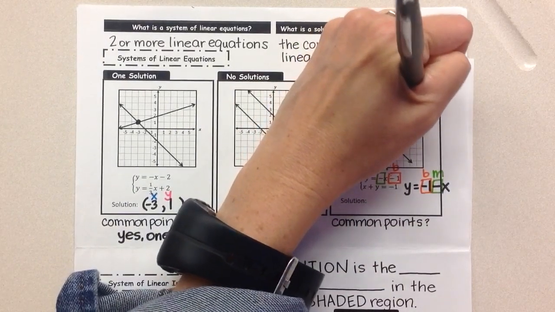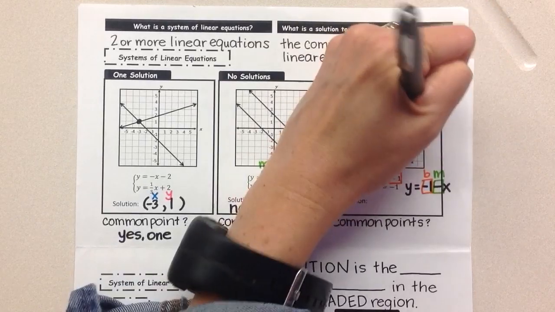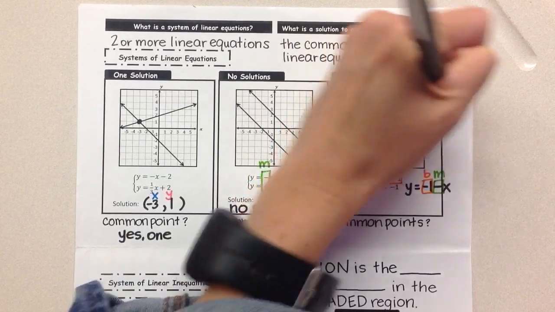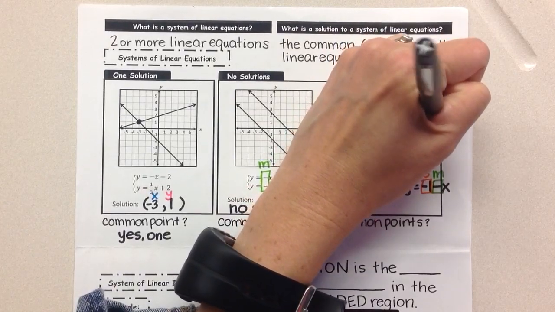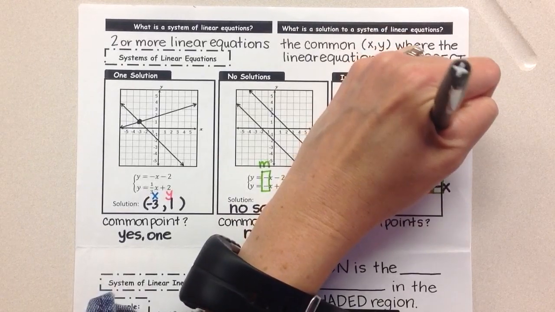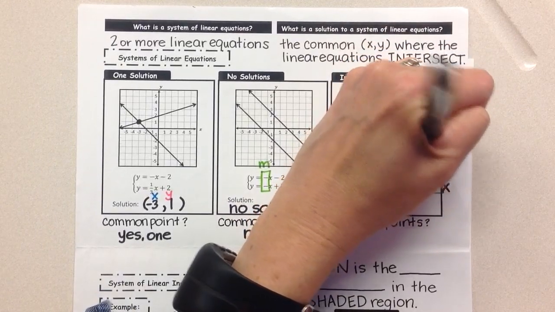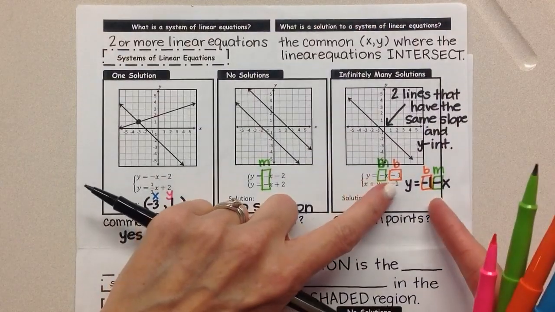Two lines that have the same slope and y-intercept. Okay? Same slope, same y-intercept.